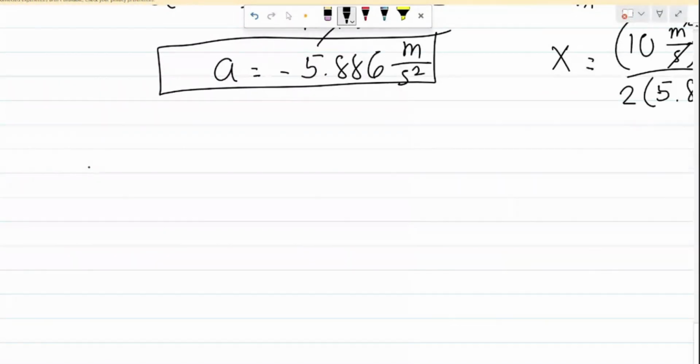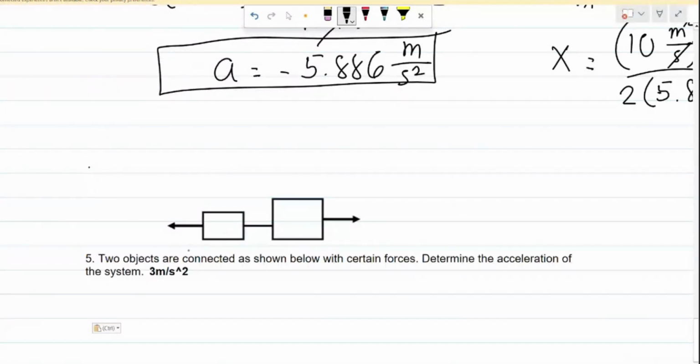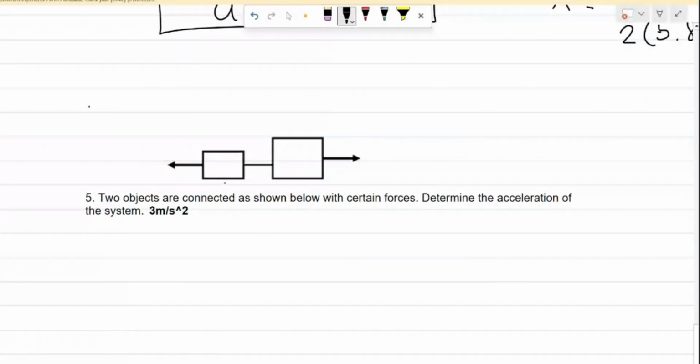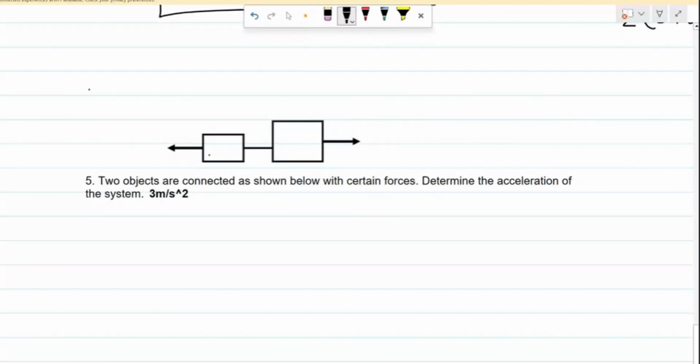Okay, problem number 5. Naiwan yung aking inbox. Sige lang. Bakit nasa taas itong object ko? Sige lang. Okay. Napunta sa taas yung object. So two objects are connected as shown above. Hindi na below. With certain forces.